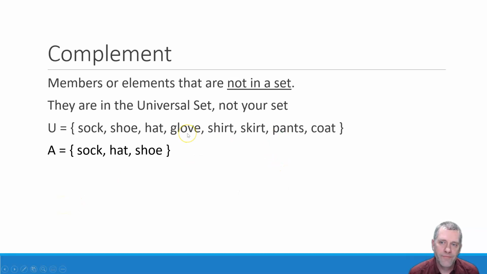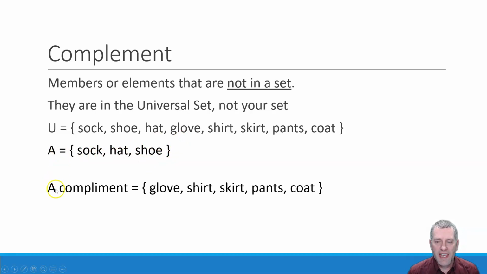The last operation introduced is complement. Complement is the members or elements that are not in a set. Generally speaking, this is going to reference the universal set, so I would have to have knowledge of what the universal set is. In this case, I have a universal set U equal to sock, shoe, hat, glove, shirt, skirt, pants, coat. And A is the sock, hat, and shoe.